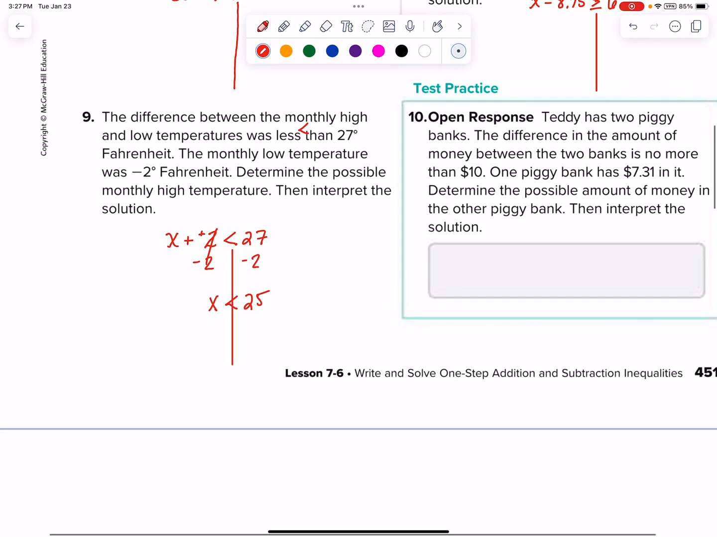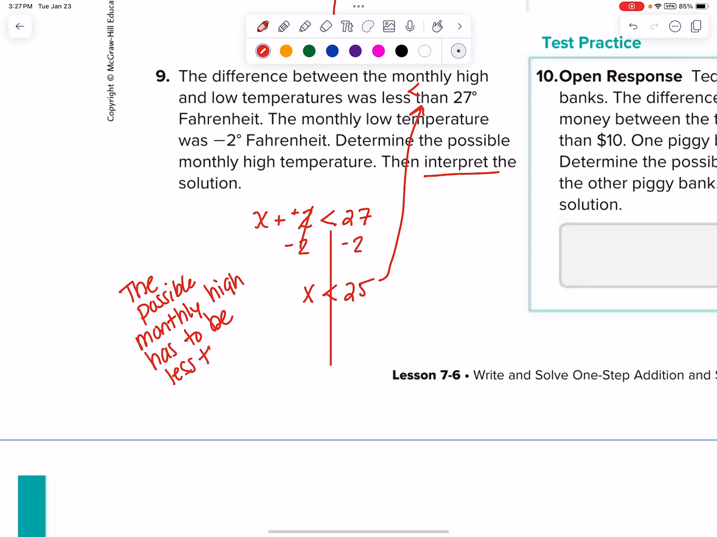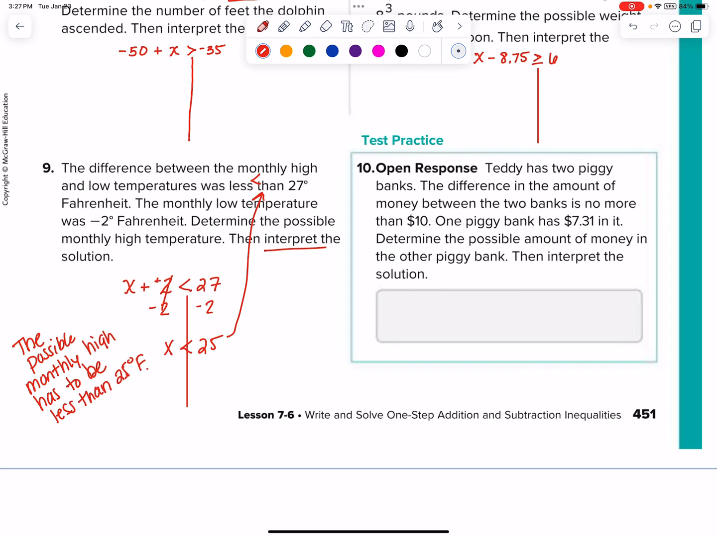All right, let's go ahead and answer the question because it says interpret it. So determine the possible monthly high temperature. The possible monthly high had to be, and instead of using the symbol in here, use the language, less than 25 degrees Fahrenheit. All right, so there we go. And then let's look at the last one.